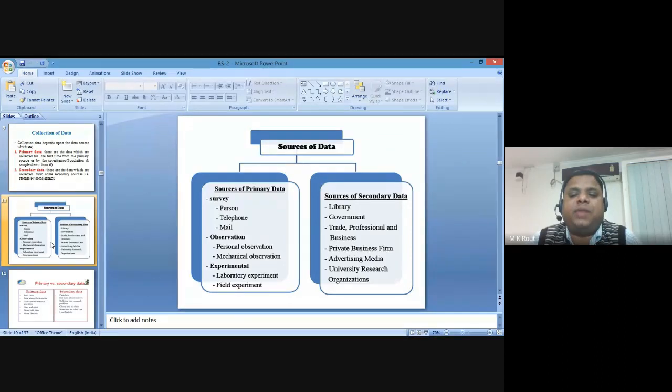The next is private business firms, then advertising media, which means print media, online media, or channel media. Then the next part is university research organizations. As you know, most technical universities have performed various types of experiments in the form of primary data, and that is directly noted or documented as a secondary source.